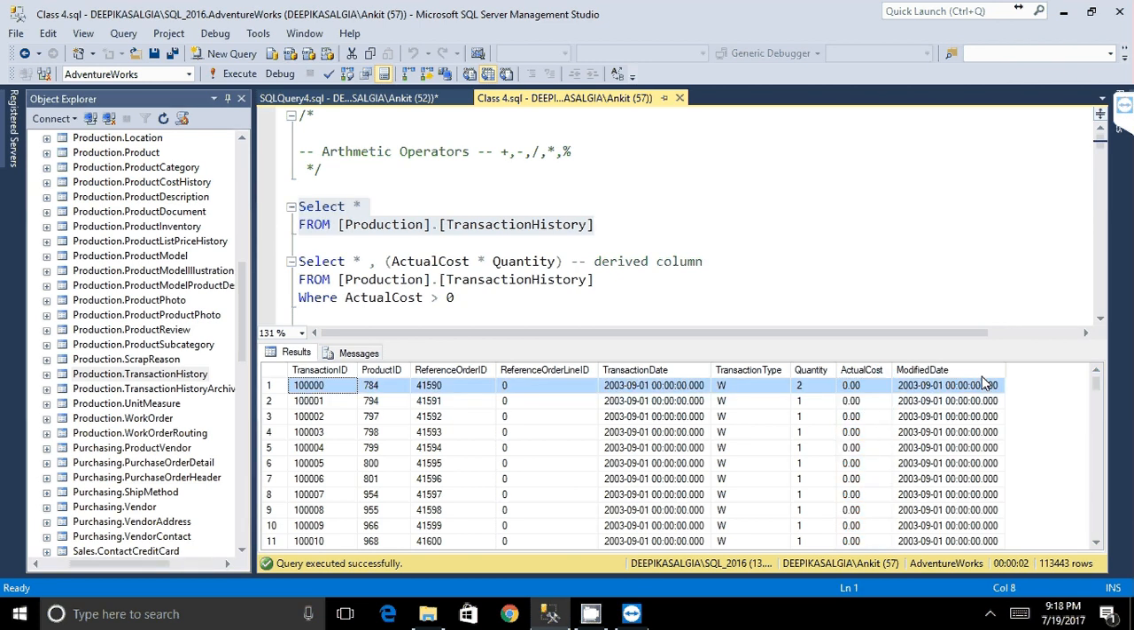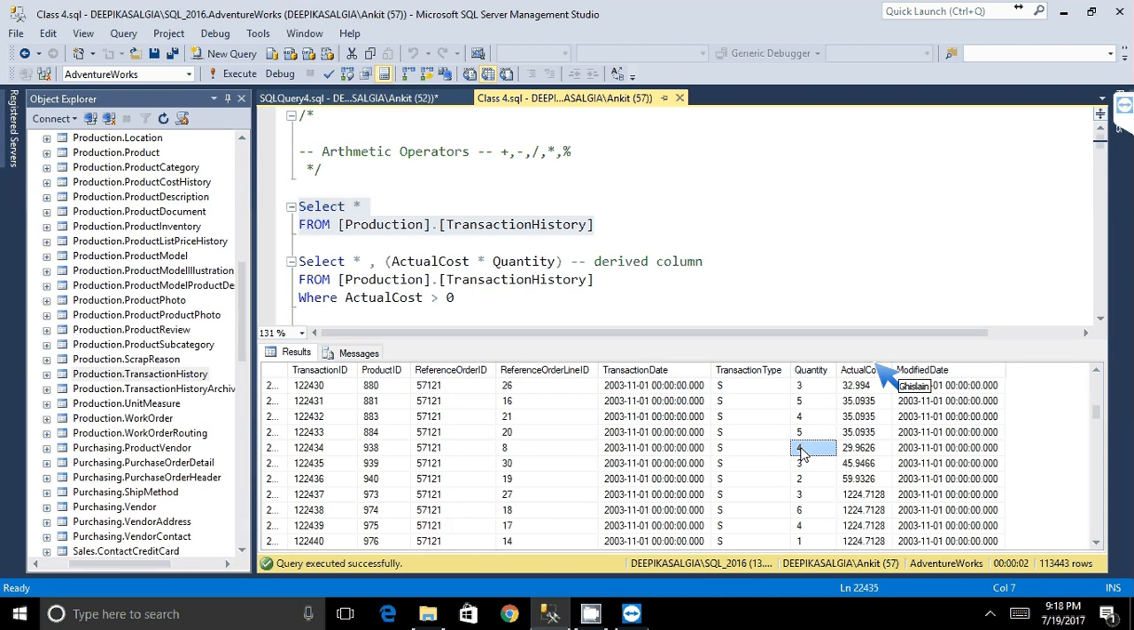For each transaction, do you have total cost? No. So what you want is for each transaction, you want the total cost. So let's say 4 quantities purchased at this price. How much is the total for this transaction? There is no transaction total in here.